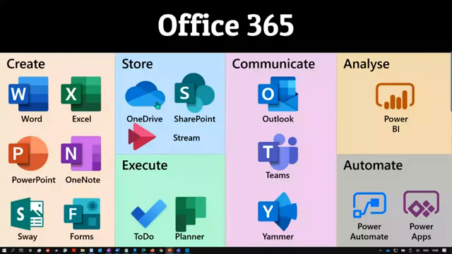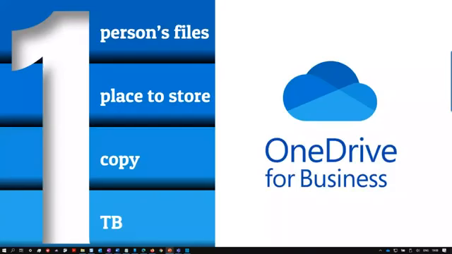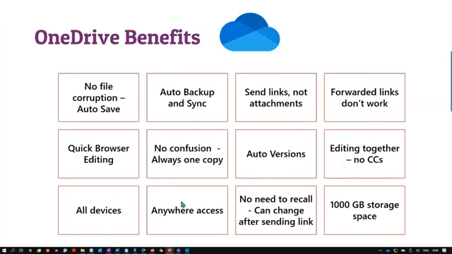Now, OneDrive is a very important product for us to understand because most of us tend to store files on local drive, which is a bad idea because local drive can get corrupted. We don't have backups. And if your machine is off, you don't have access to your files. So by keeping files on OneDrive, first of all, you get 1 terabyte of space. And in addition, you get these 12 benefits.